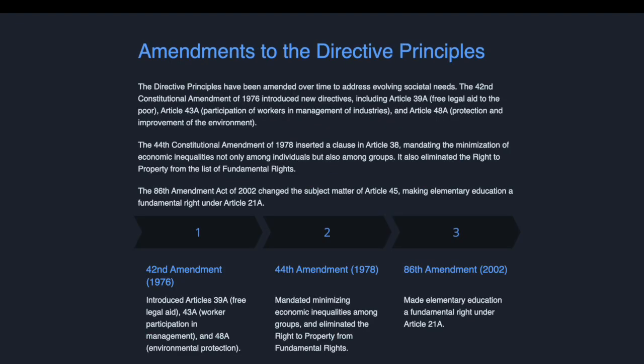Now, amendments to the directive principles. So 42nd Amendment Act of 1976 introduced Article 39A, which is free legal aid, 43A, worker participation in management, and 48A, environment protection. Then 44th Amendment Act 1978 mandated minimizing economic inequalities among groups and eliminated the right to property from fundamental rights. Then 86th Amendment Act 2002 mandated elementary education as a fundamental right under Article 21A. These are not part of DPSP. DPSP has been amended by 42nd and 44th Amendment Act.